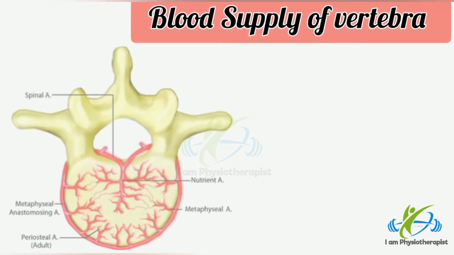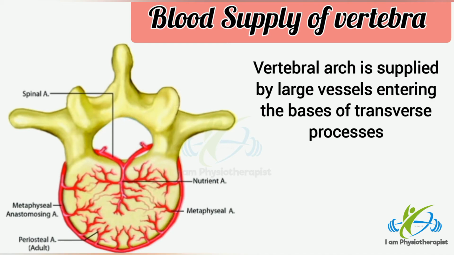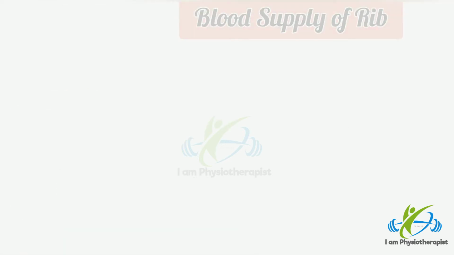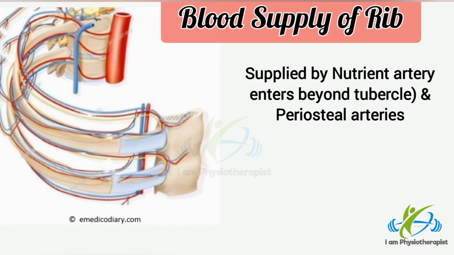Blood supply of a vertebra. In a vertebra, the body is supplied by anterior and posterior vessels, and the vertebral arch, by large vessels entering the bases of transverse processes. Blood supply of a rib. A rib is supplied by the nutrient artery, which enters it just beyond the tubercle, and the periosteal arteries.